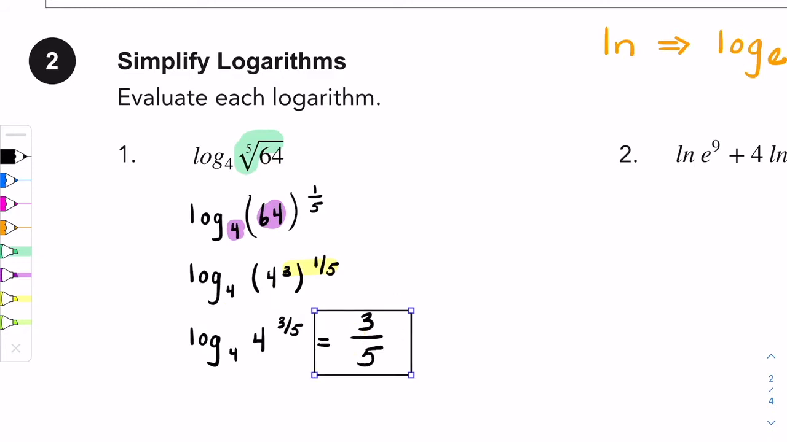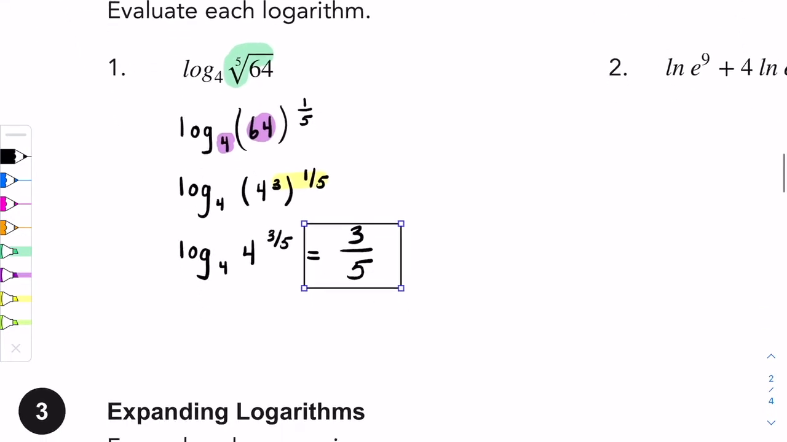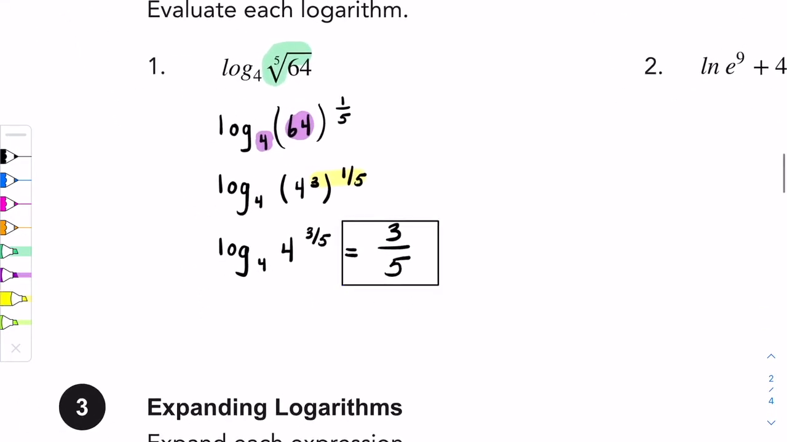Now that's not the only way that you can solve for this. I could have rewritten this with the exponent in front using the power property, and I could have at that point converted the value of 64 to 4 cubed. There's multiple different ways to solve for this, but regardless how you do that, you're going to end up with 3/5 as your final answer.